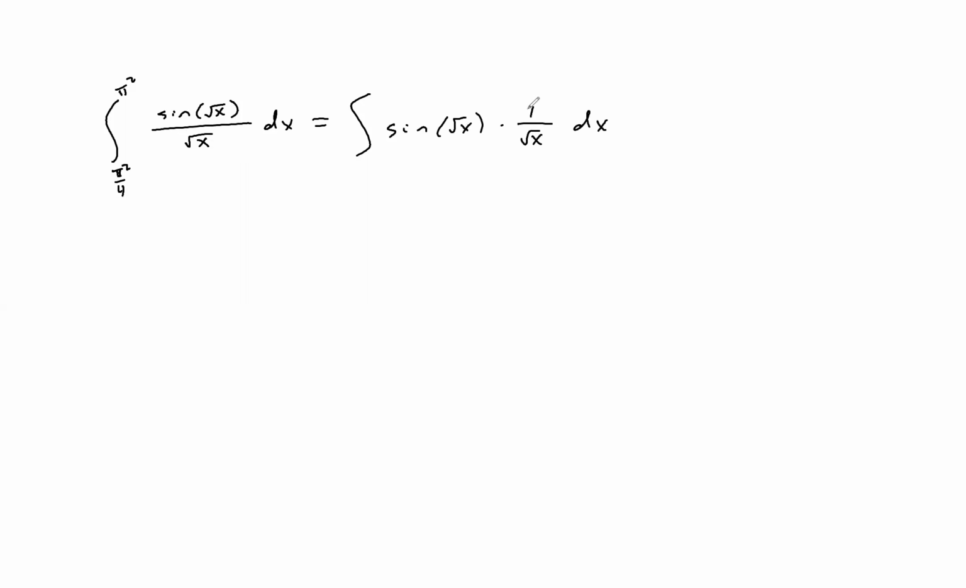And the order doesn't matter in multiplication. I could have written the 1 over square root of x first and the sine of the square root of x second. If you're just multiplying, then order doesn't matter. But the reason I broke this fraction into these pieces is because it helps us see what the appropriate substitution is.